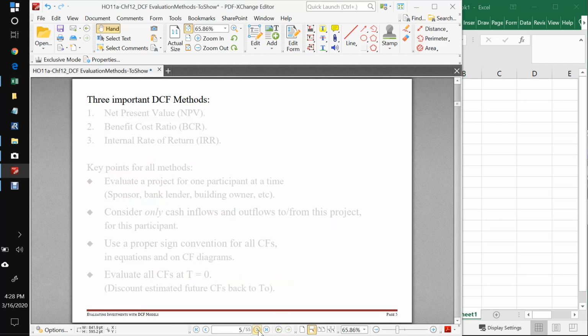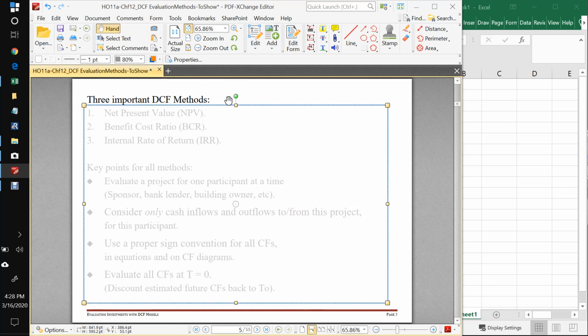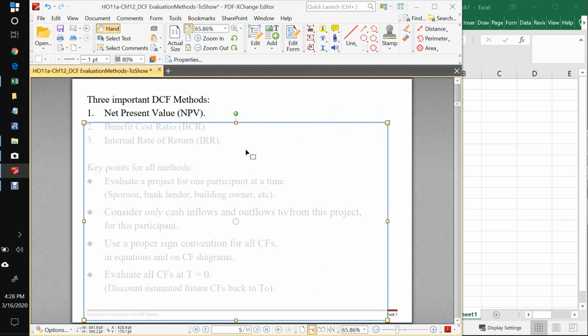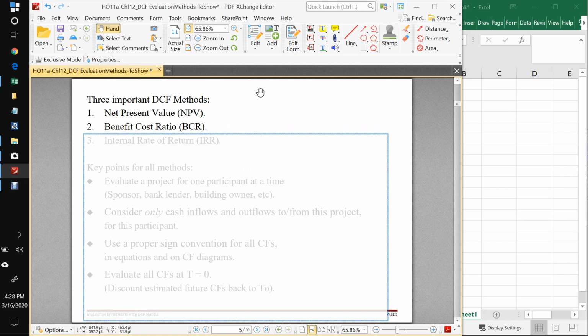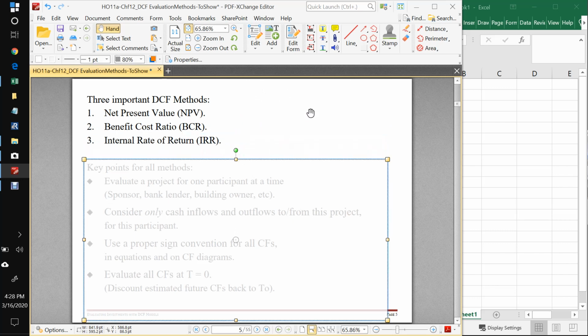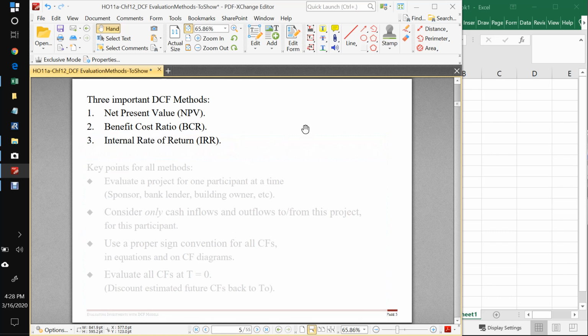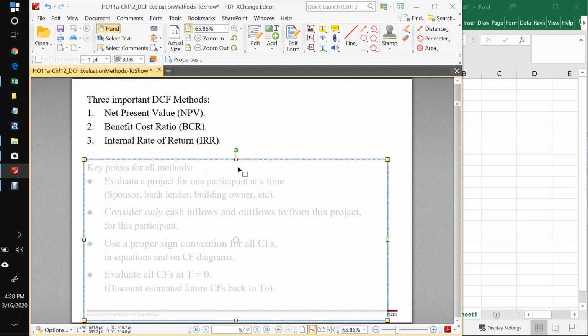Let's see what we have coming up here. There are three important discounted cash flow methods. The first is net present value, and the second is our benefit cost ratio, and the third one is our internal rate of return method. We're going to have to understand all three of these to see how they work and to see what their limitations are and that kind of thing.